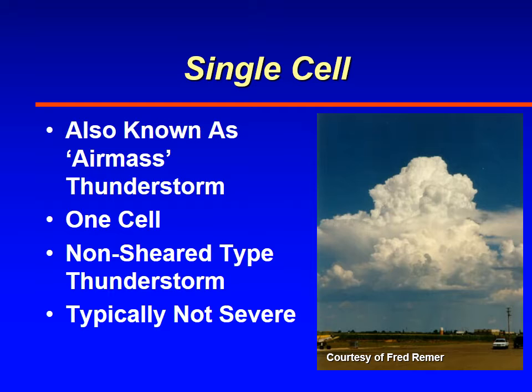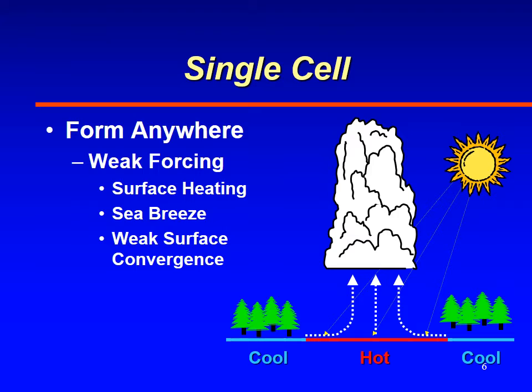As a result, the updraft and downdraft kind of compete against each other. Of course, the stronger the updraft, the bigger the storm and the more severe it is. So if there is not a strong updraft, then the thunderstorm typically is not very severe. These thunderstorms typically form on nice sunny days, usually in the afternoon and early evening, usually caused by sea breezes, surface heating or weak surface convergence. They're hard to forecast because it's really small scale features that set these off.